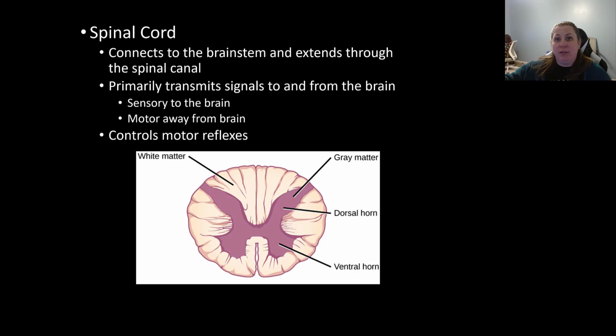So it takes information from your peripheral nervous system to the brain. The brain processes it and sends the signal back down so that the spinal cord then can talk to the rest of the body to tell the body how to react. So sensory information goes up to the brain and motor information comes down from the brain. We also see your spinal cord is where reflexes are found.